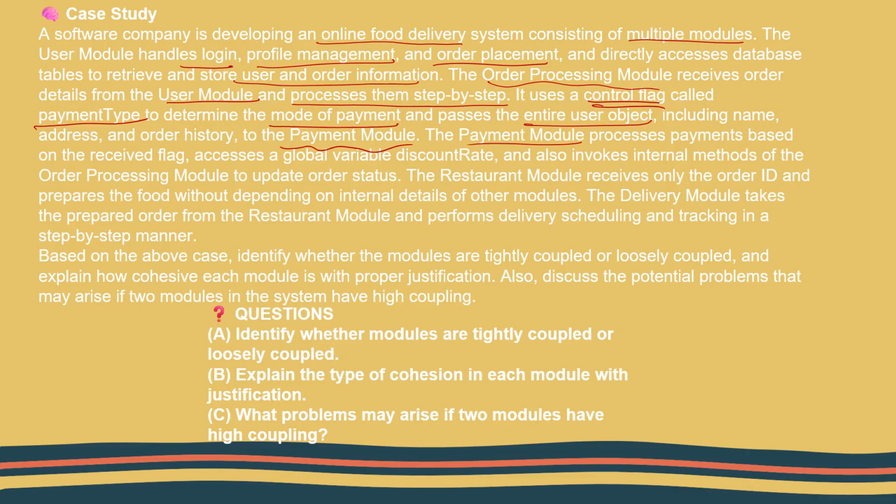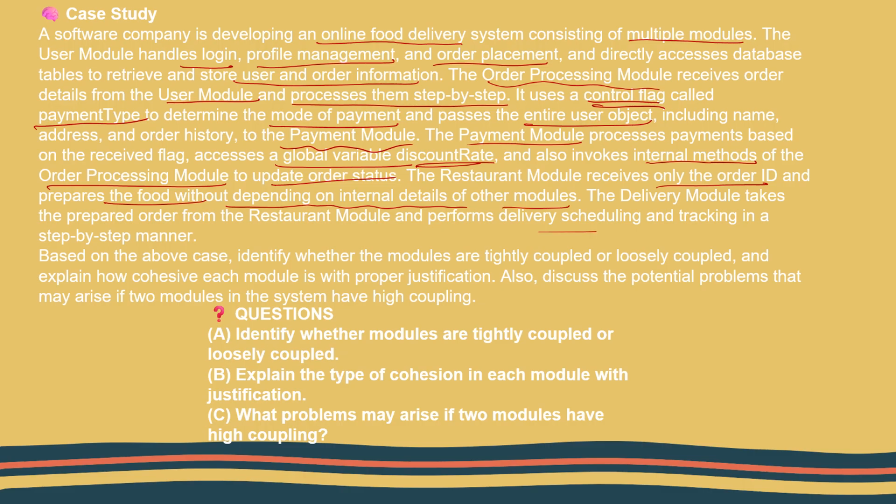The payment module processes further based on the received flag and accesses the global variable discount rate. It invokes internal methods to update order status. It receives the order ID and prepares the food without depending on the internal details.